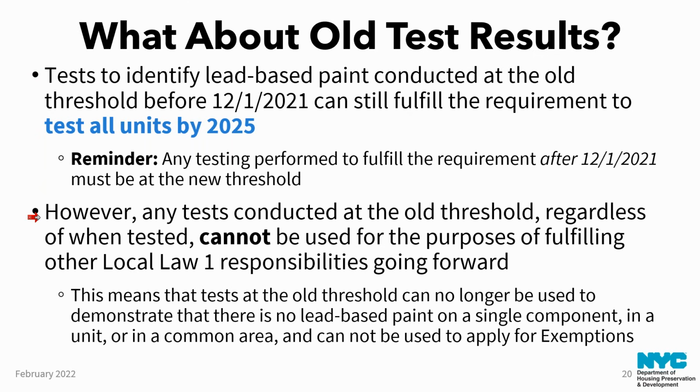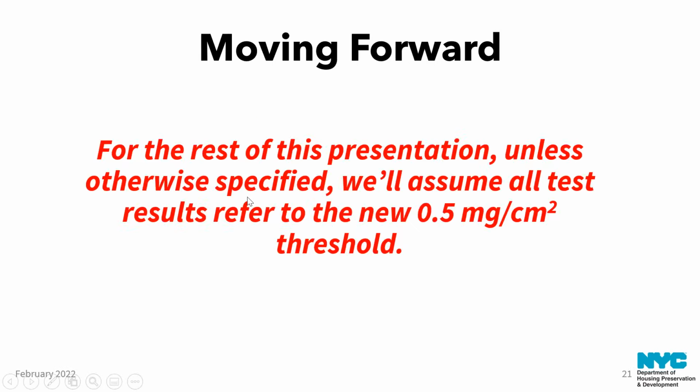So any test after that point cannot be used to fulfill this requirement. But for the other requirements of Local Law 1, those test results can't be used going forward. They can't be used to say that there's no paint on a component in a unit or in a common area, and you cannot use them to apply for an exemption. A little bit later, we will also talk about what happens with exemptions that have already been granted based on testing at that old threshold. So we'll come back around to that topic as well. But basically, those old test results are really only useful in complying with the requirement to test all units going forward. They can't be used for the other aspects of Local Law 1. And so for the rest of this presentation, unless we say otherwise, assume when we talk about test results being positive or negative, that we are referring to the new 0.5 milligrams per centimeter squared threshold.